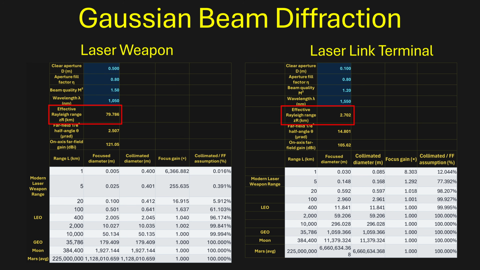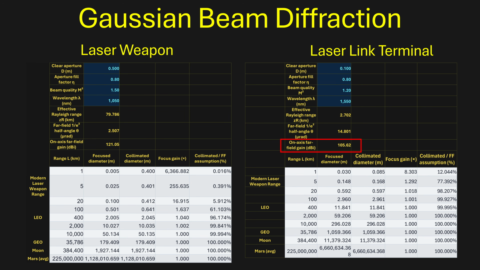Firstly, the Rayleigh distance is only 3 kilometers for the laser communications terminal, so the near field properties are not that important. For the laser weapon, however, the Rayleigh range is 80 kilometers, and the irradiance gain from focusing is very high, out to about 100 kilometers. So it makes sense that these are focused, even for space laser weapons at potentially over 100 kilometers range. However, for the laser link, since the aperture is so small, focusing does not improve intensity by even 1% beyond 20 kilometers, so this is why these are just collimated.